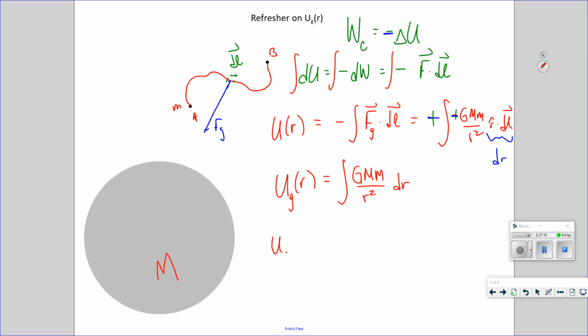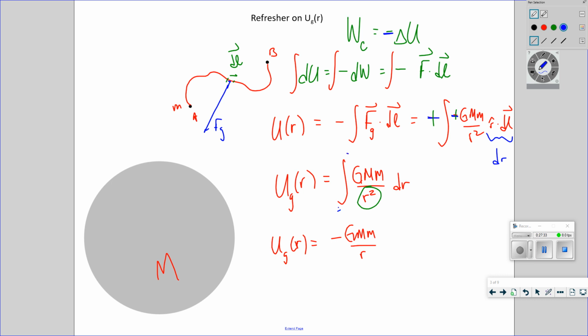That means that u of r is negative G M m over r, because we're integrating r to the negative 2 dr. That gives us negative r to the negative 1, or negative 1 over r. Now what we don't have here is the fact that this is an indefinite integral. Nothing here, nothing here. We need a constant of integration.